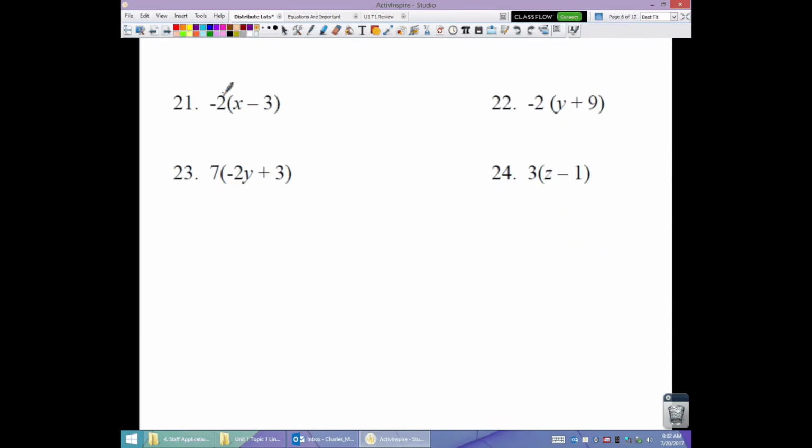Right. Negative 2 times x is negative 2x. Negative 2 times negative 3 is 6. Again, you could also write that as 6 minus 2x, which is just as good. Negative 2 times y, negative 2y. Negative 2 times positive 9 is negative 18.